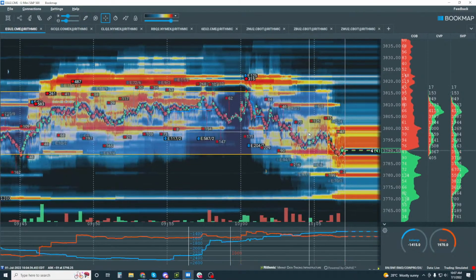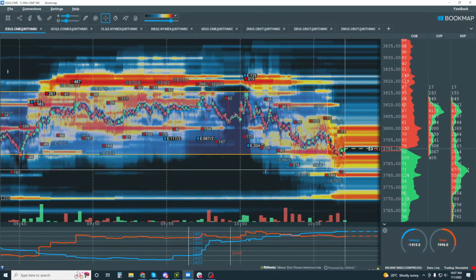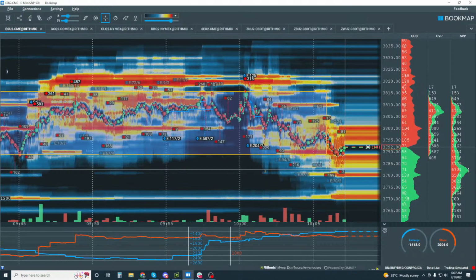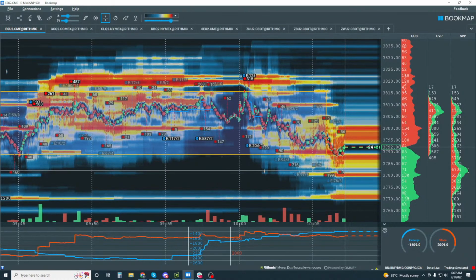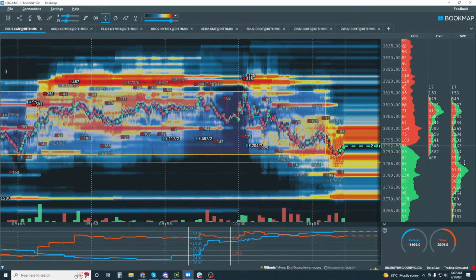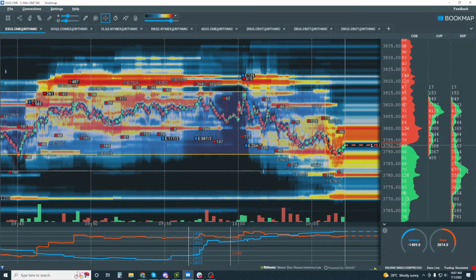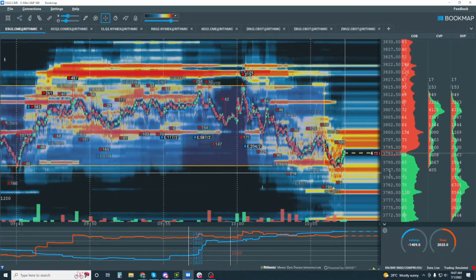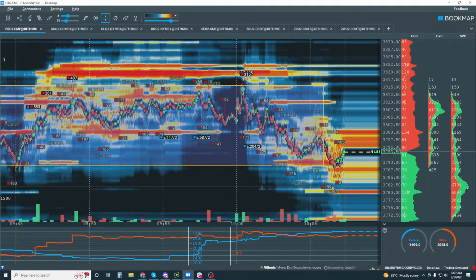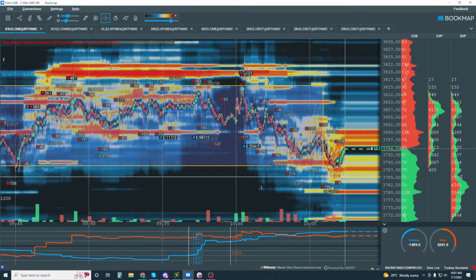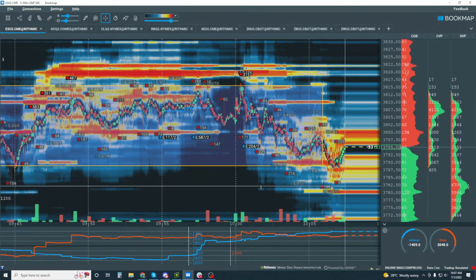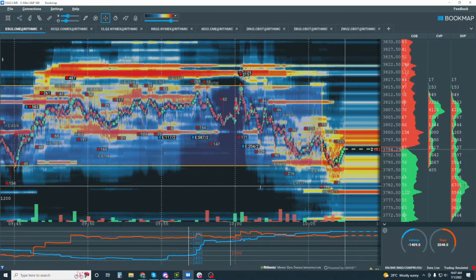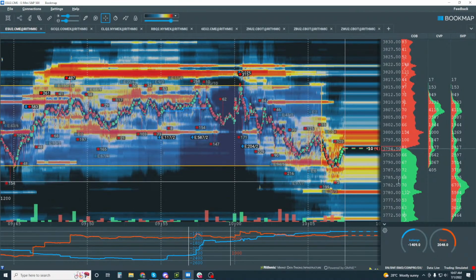Where is it going to go? We can look at high volume nodes in here as well. This just means lots of transactions down here, which means value, more or less. That's the concept of auction market theory: if a lot of people agreed upon price, it can trade there, and trade back at that area.